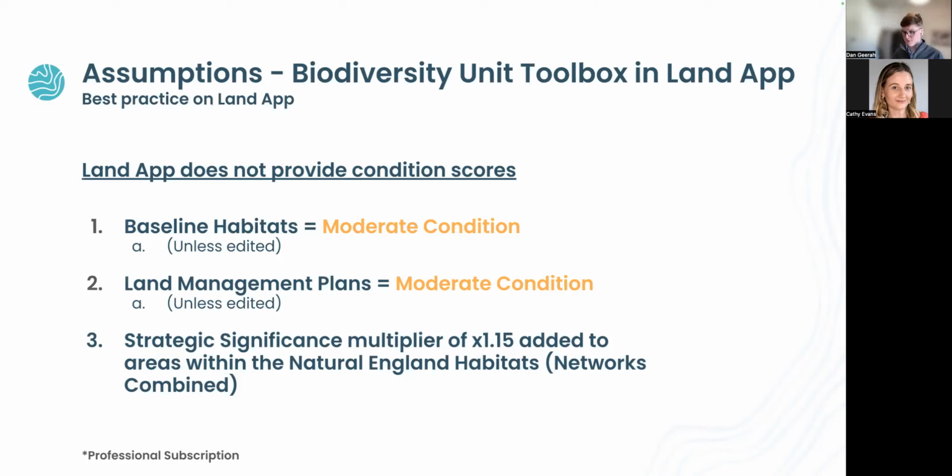And then the other assumption we've made is that we will add on your behalf for the calculator, for the estimator, a significance multiplier of 1.15 to all areas that are within the Natural England Habitat Combined layer. This is a national data set that we've got hold of that you can see within LandApp, and I'll be demonstrating it in a moment, but it just gives us quite a nice proxy for strategic significance.